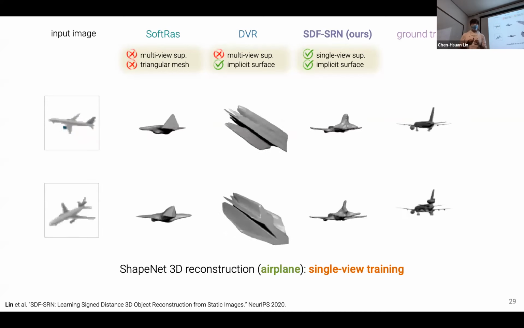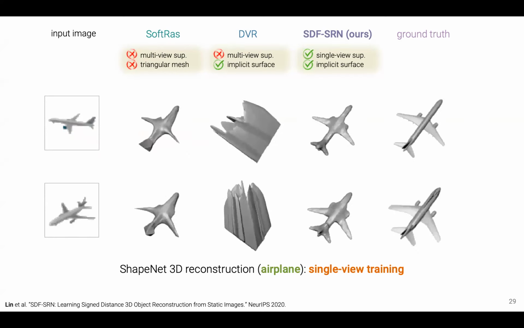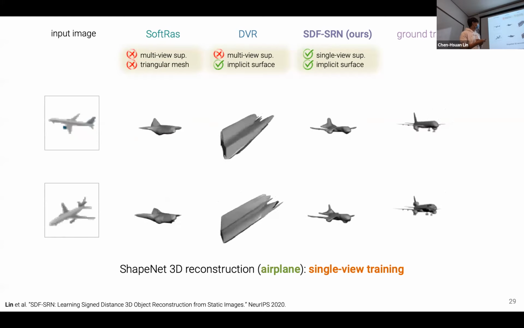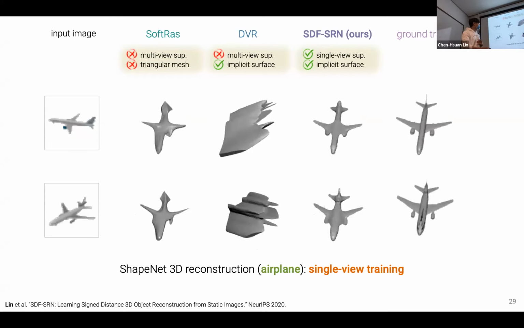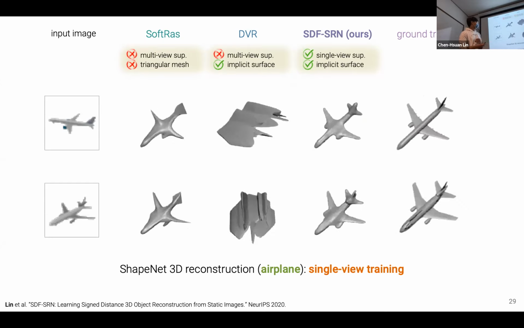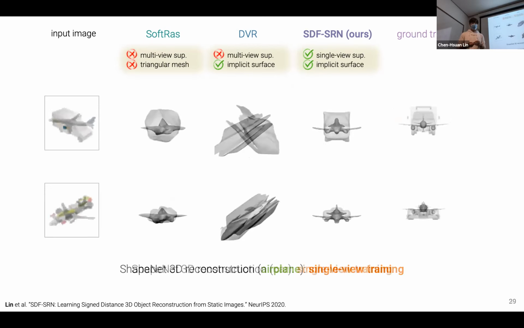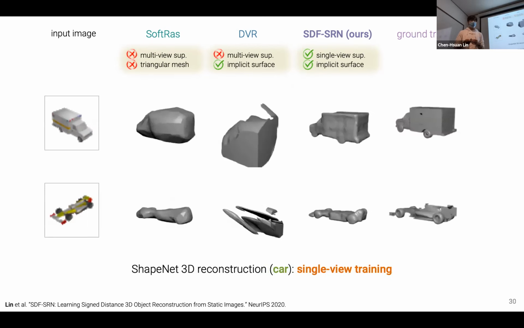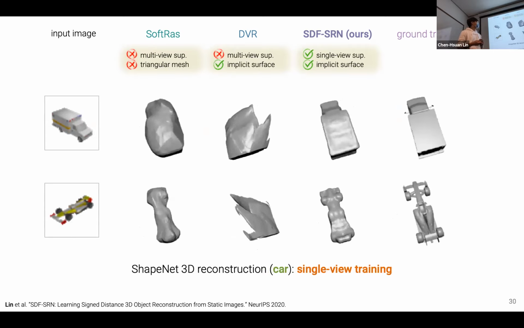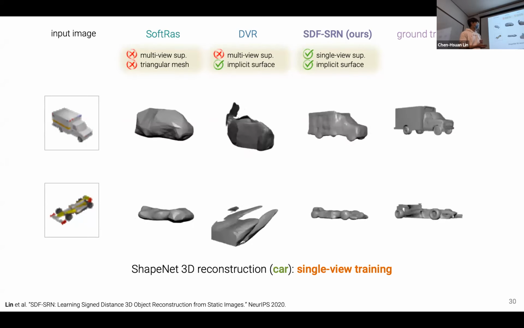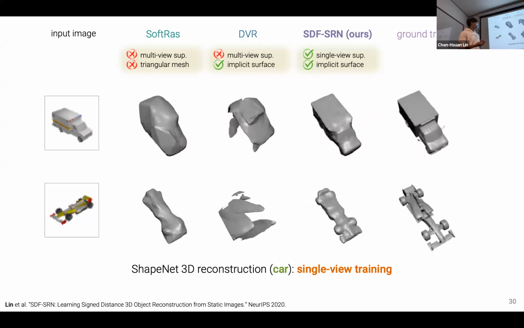And also different categories, for example, airplanes. We can see that for these different baselines, there are also different scales of ambiguities that cannot be resolved, because they basically rely on multi-view supervision. And we also have some results for cars. We can see that our method can learn to reconstruct these trucks and racing cars a lot more realistically with higher quality.